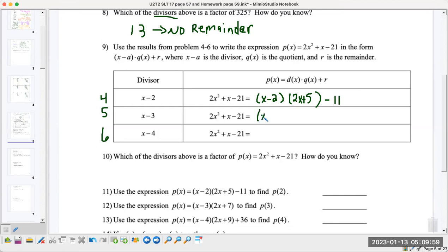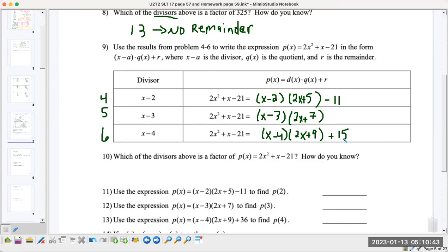Okay, our divisor was x minus 3. Our quotient was 2x plus 7. And we did not have a remainder. All right, the next one, x minus 4 was the divisor. We're going to multiply that by our quotient. And that was 2x plus 9. And then we're going to add our remainder, which was 15.